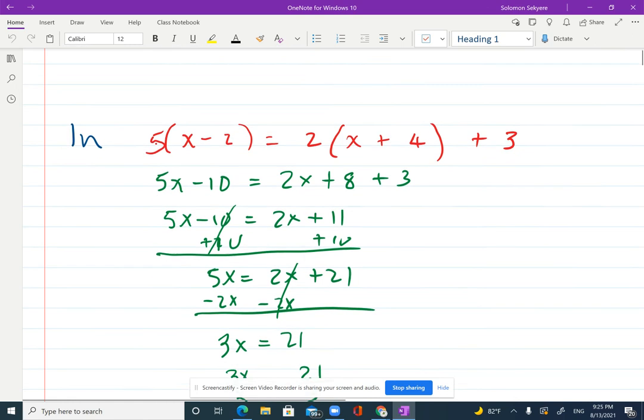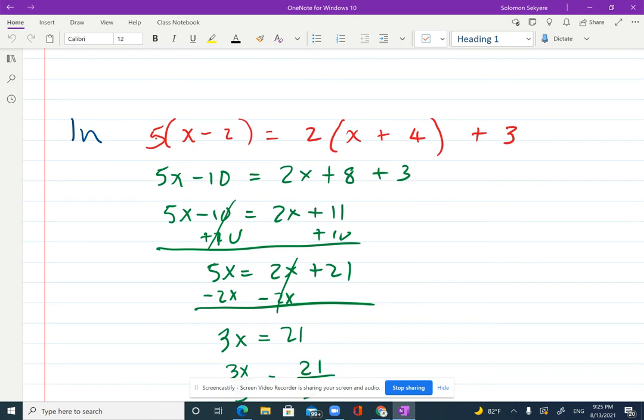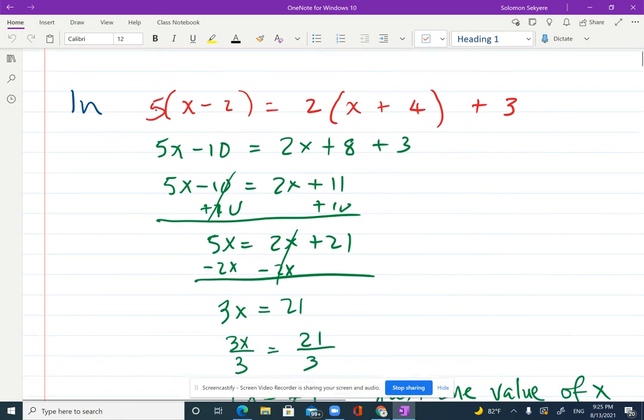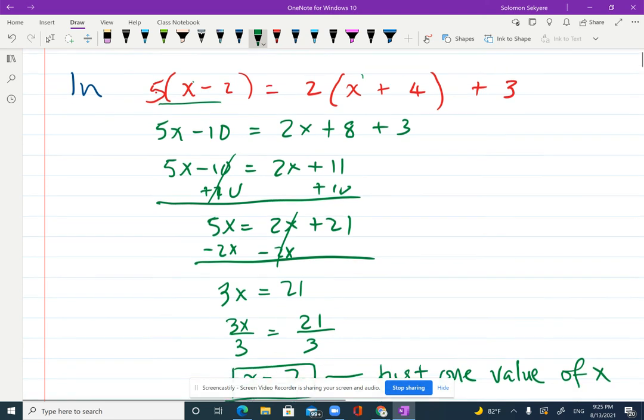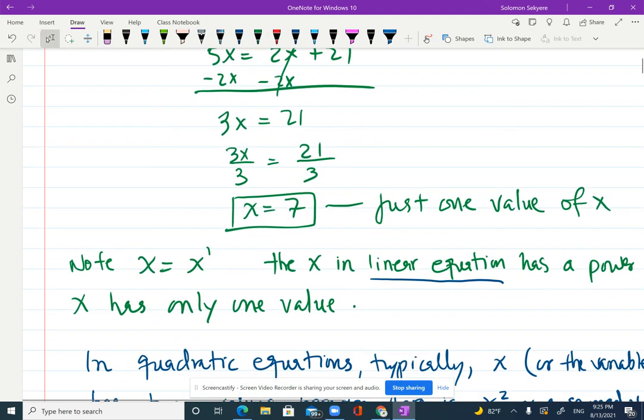All right, in this video I'm going to give you another chance to master solving quadratic equations. You see in this equation right here, this x is the same as x to the power 1. So all the x's in here have powers of 1, just 1. So I can solve it, and because it has a power of 1, I'll end up with just one value of x.